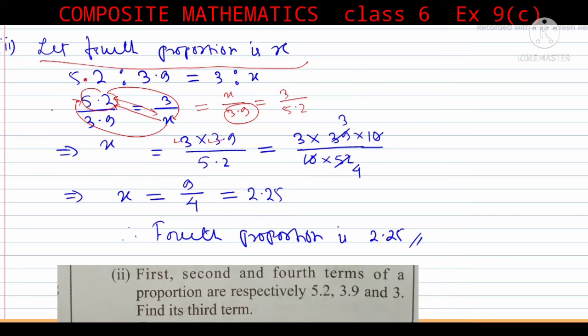Now again we will remove the decimal. If we remove the decimal of 3.9, then in the denominator it will come 10, and if we remove the decimal of 5.2, then the numerator will get a 10. So 10 cancelling out. Now you see 39 and 52, what is the common factor between 39 and 52? So 13 is the common factor. So 13 3s are 39 and 13 4s are 52. Now what we are left with is 3 into 3 in the numerator, that is 9, and 4 in the denominator. So x is equal to 2.25. If we divide this, then we will get 2.25. So the fourth proportion is 2.25.